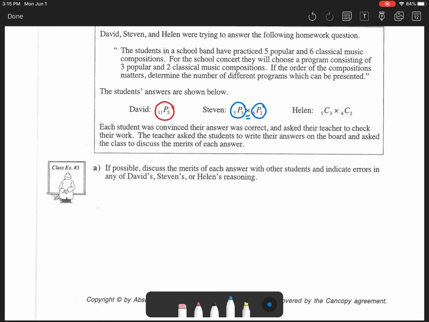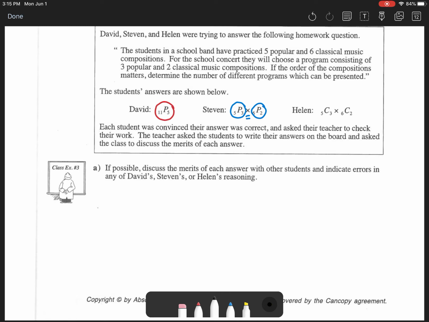There's nothing saying that I have to have the popular and then the classical. I could have popular, popular, classical, popular again. So they can be mixed in the way that they're in the program. He's selecting the popular first and then the classical. That's not what we want to do.